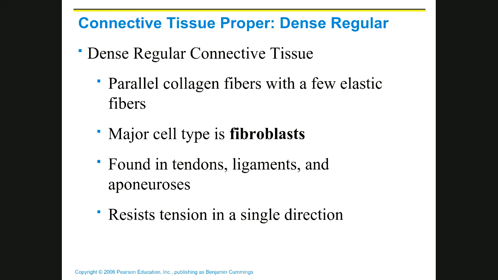The cell is going to be fibroblasts because fibroblasts are going to build the fibers. And again, most of the fibers are going to be collagen. So this tissue is going to be very strong. There are a few elastic fibers, so it has a little bit of elasticity to it, just a little, not much. It's mostly strong. And a good way to think about dense regular is to think about a rope.